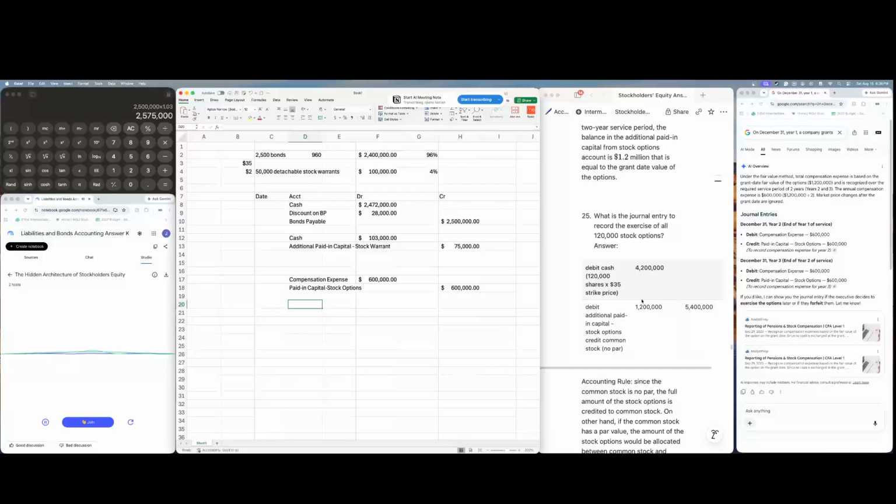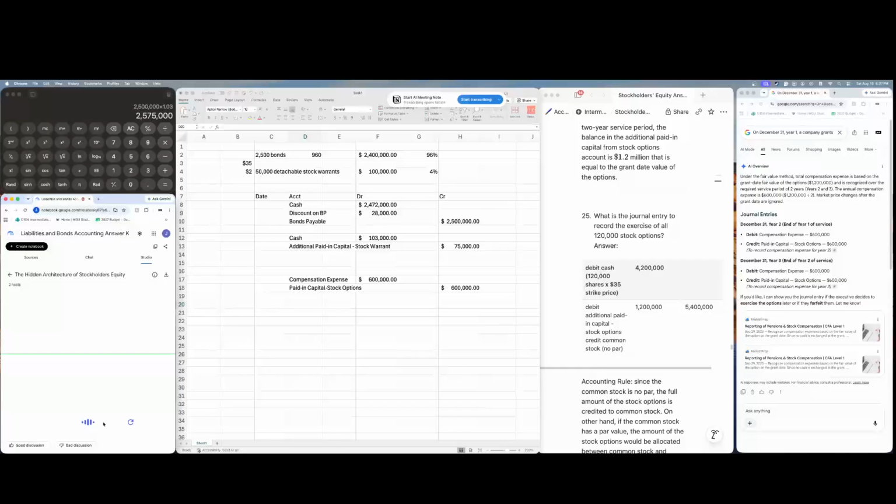I think I see the confusion there. It is actually going into that account, not out of it. Right. We are building up that value in the additional paid-in capital jar as the employee works. Oh, so then the equity account goes up.